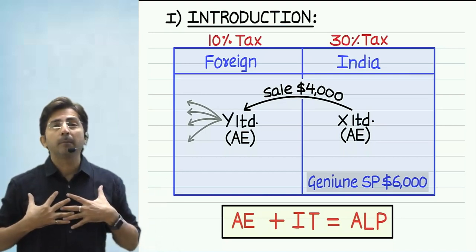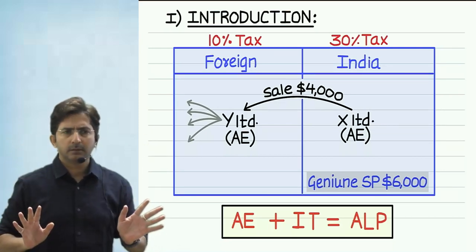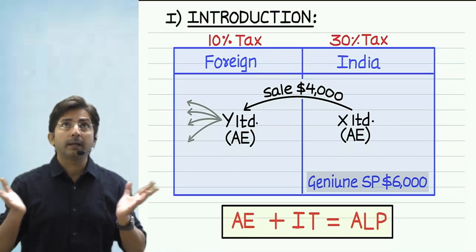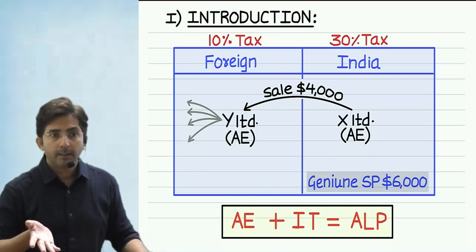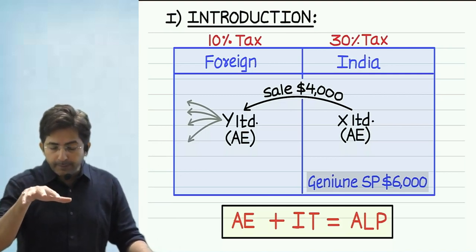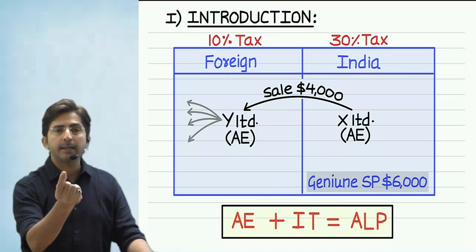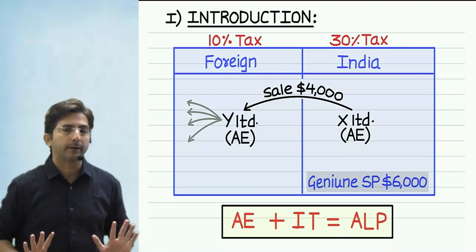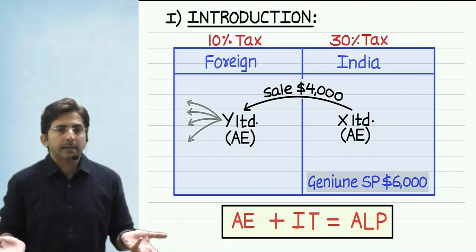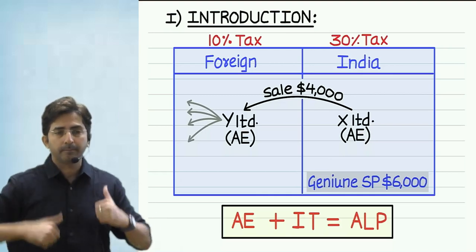Either I should be able to appoint more than half of all the directors. So if I consider all directors, then it should be more than half. And if I consider only executive directors, the main directors who actually manage the show, then at least one executive director I should be able to appoint. In any such case, I will be called associated with that other company.